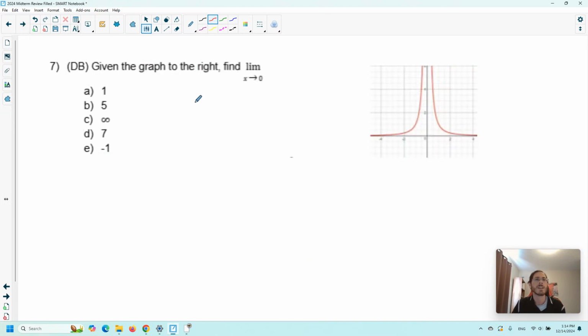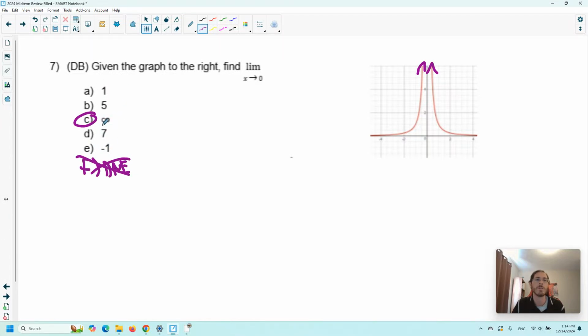For 7, given the graph to the right, find the limit as x approaches 0. So we can see that these are going up to infinity. So we're going to pick infinity. So that's a good question. Nice little reminder with the graphs. Again, on a question like this, one of the answer choices would never say DNE and infinity.